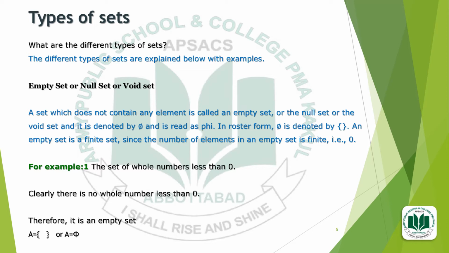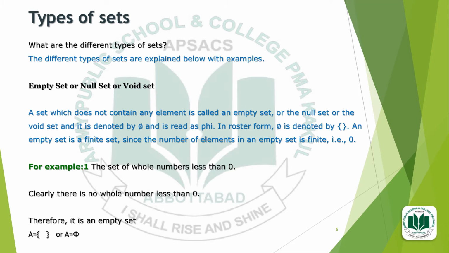An empty set is a finite set since the number of elements in an empty set is finite. For example, the set of whole numbers less than 0. As we know, there is no whole number less than 0. Dear students, you know very well, whole numbers start from 0 and go up so on. Therefore, it is an empty set.